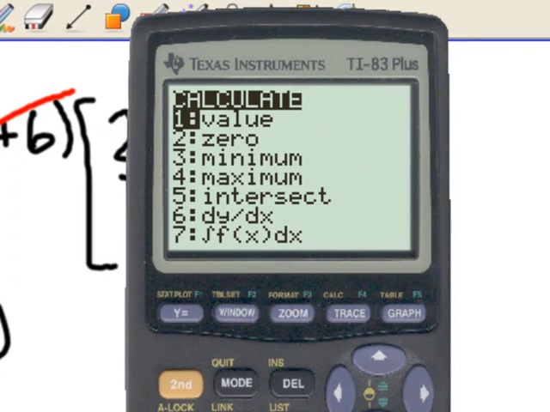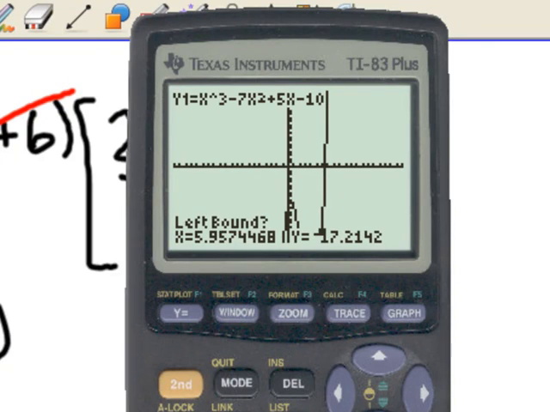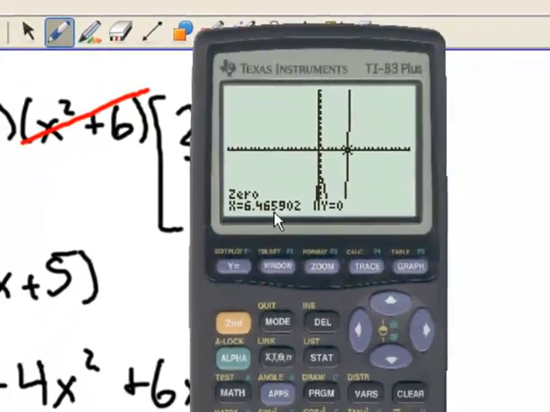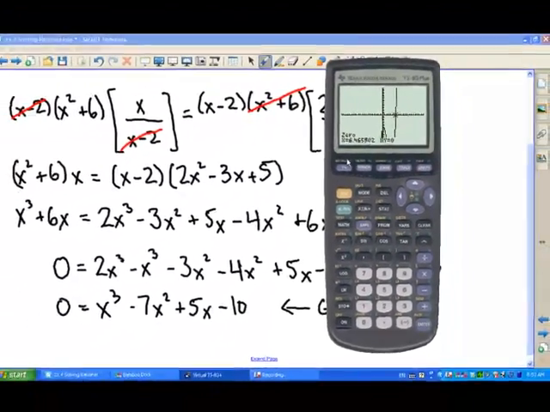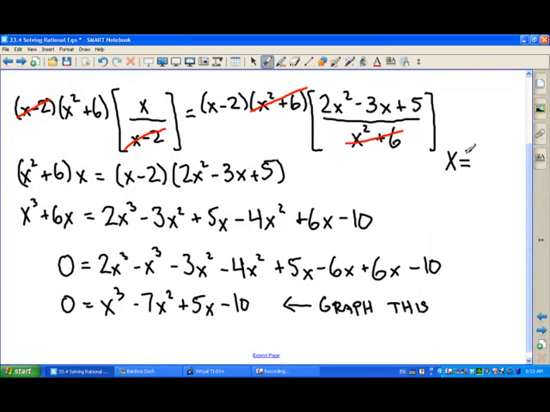So I can use the calc command to find the zeros. I'll move my cursor close to the 0 on the left-hand side and on the right-hand side. And look at that. The calculator's found the same 0 value as we found when we found the intersection previously. So x is approximately equal to 6.47, and we found that two ways.